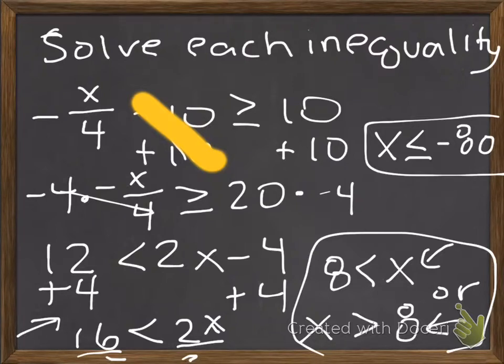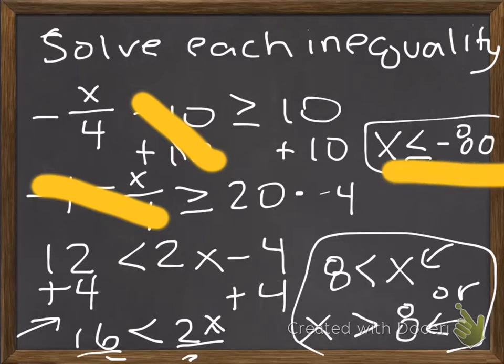And then we need to multiply by -4 to cancel that out, and that gives us, flipping the symbol, x is less than or equal to -80.